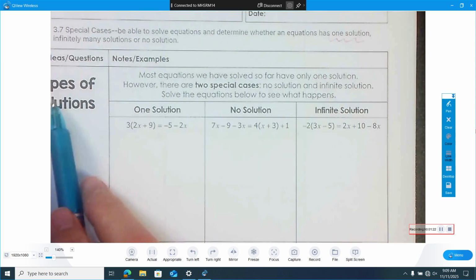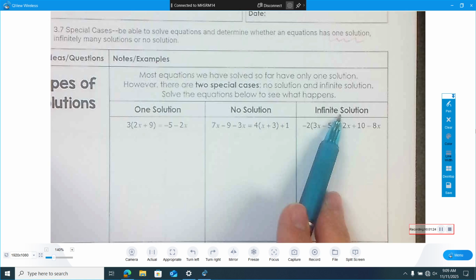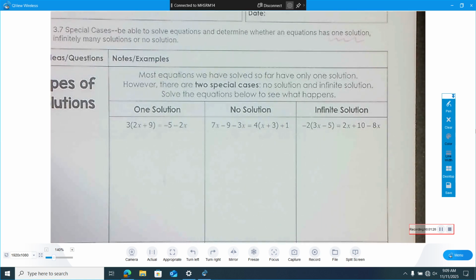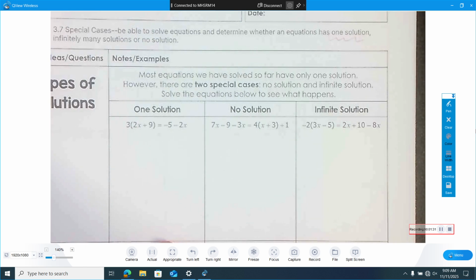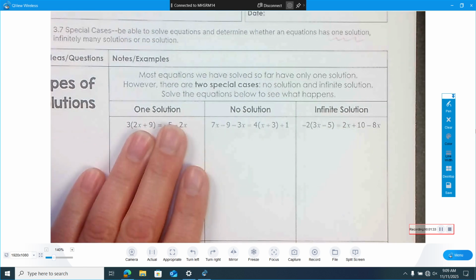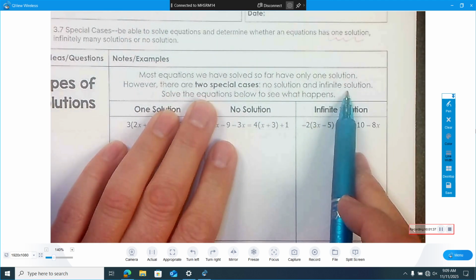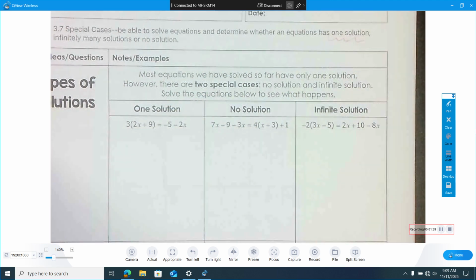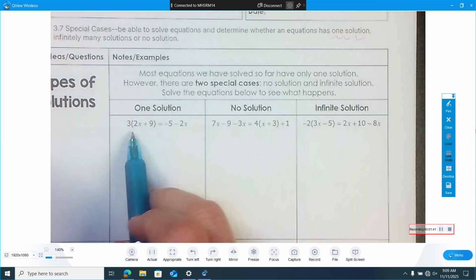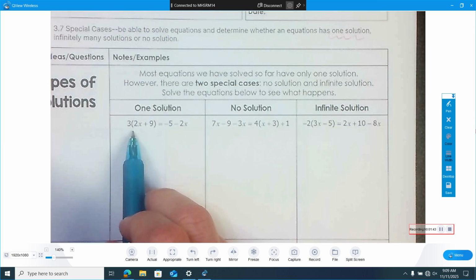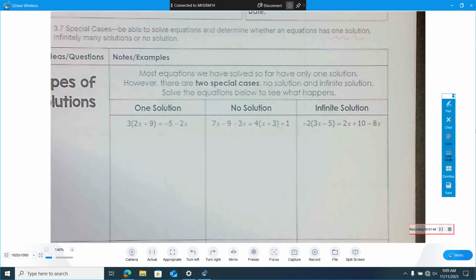So we have three different possibilities when we're solving equations. Up until now, everything we've done has been one solution. But it turns out that there are two other special cases, no solution and infinite solutions. So let's look and see what happens here. Here we have one solution. We're going to go ahead and solve just like we've been solving. The nice thing is everything works just like it's been working all this time.